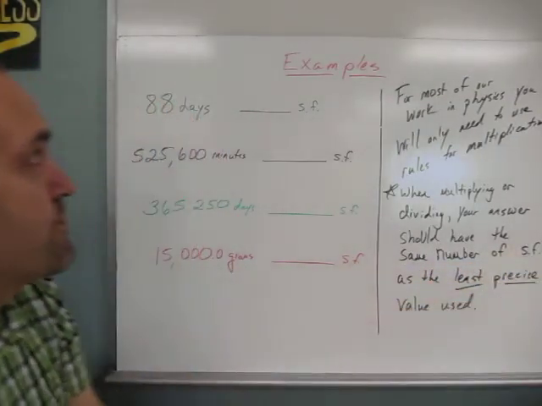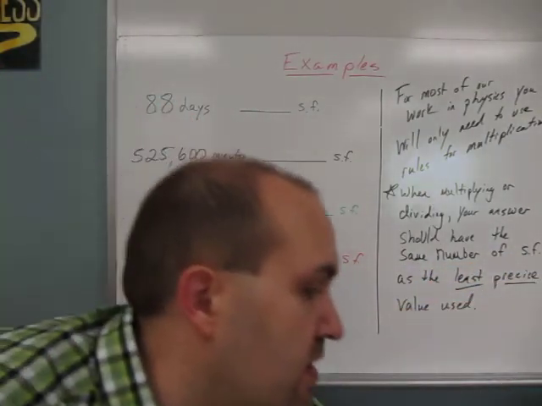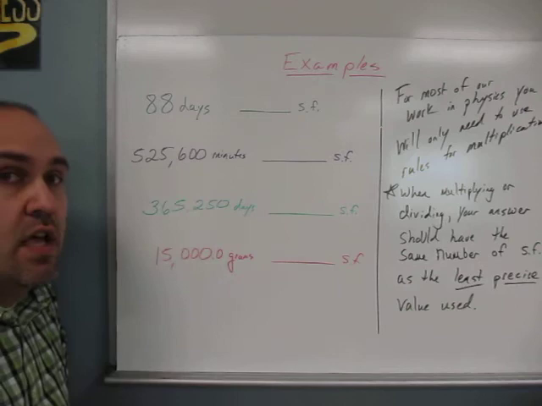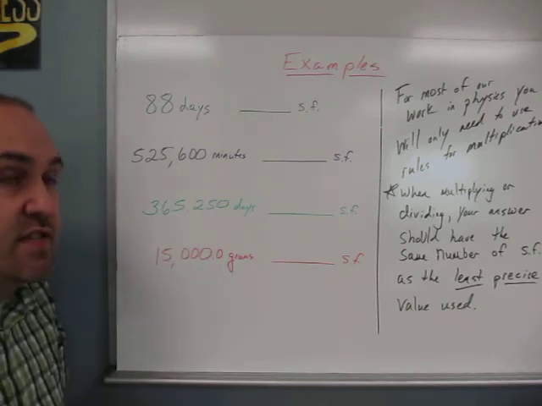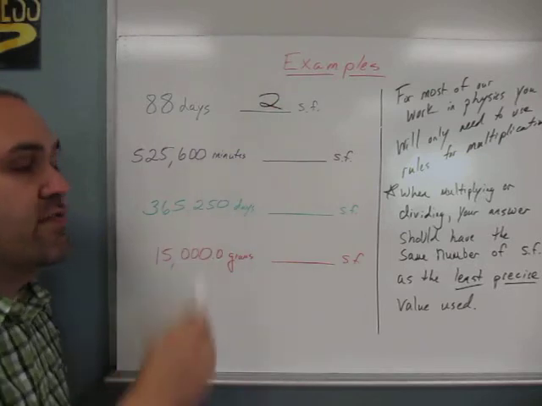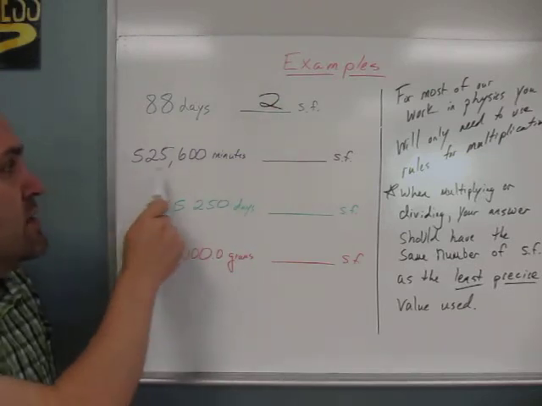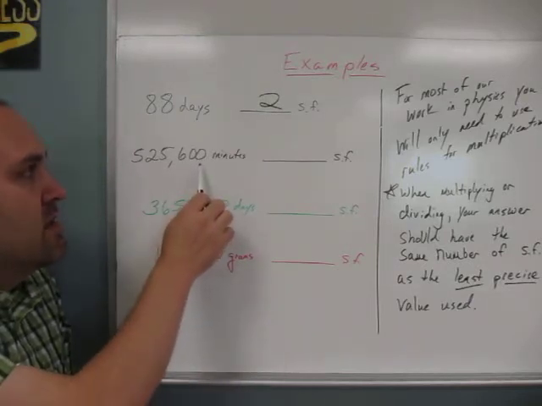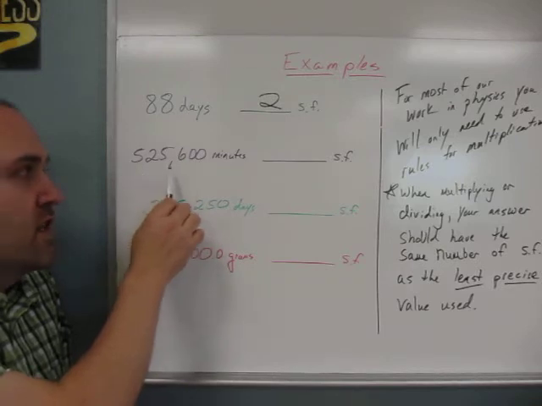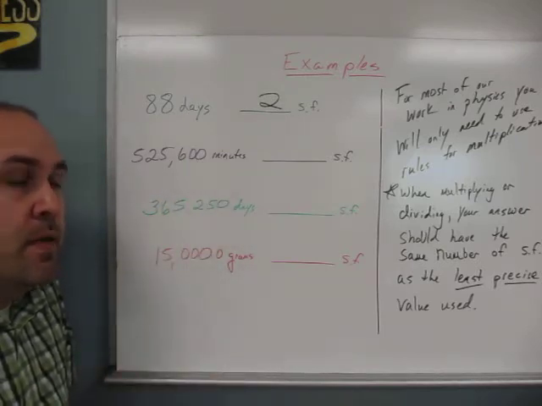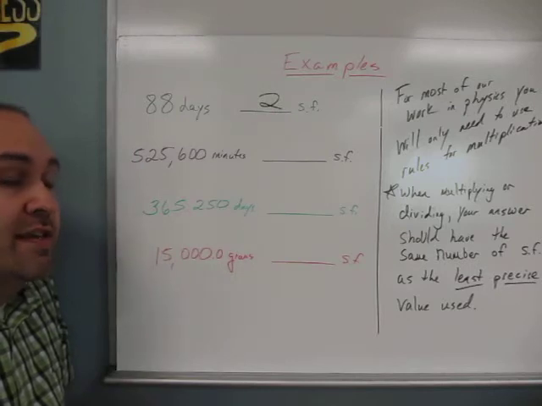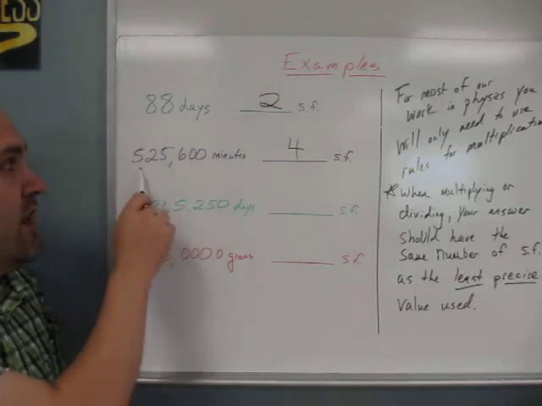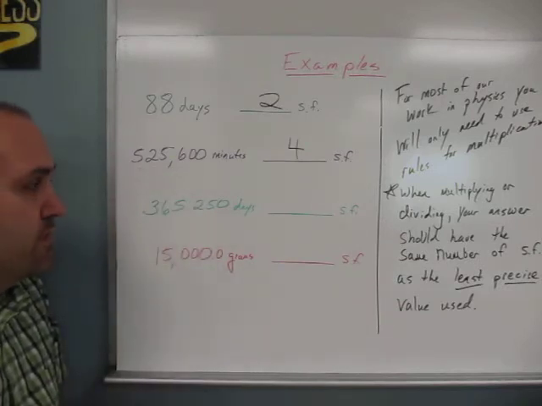Here are some examples. How many significant figures are in the measurement 88 days? Well, we have 2 non-zero digits, and so according to rule 1, if it's a non-zero digit, it's significant. So this one has 2 significant figures. How about this measurement, 525,600 minutes? It has a 0 at the end. It has 4 non-zero digits. Those are definitely significant. But what about the 0 at the end? Because that 0 is before the decimal point, it doesn't count as a significant digit. So this only has 4 significant digits. The 5, 2, 5, and the 6 are significant.